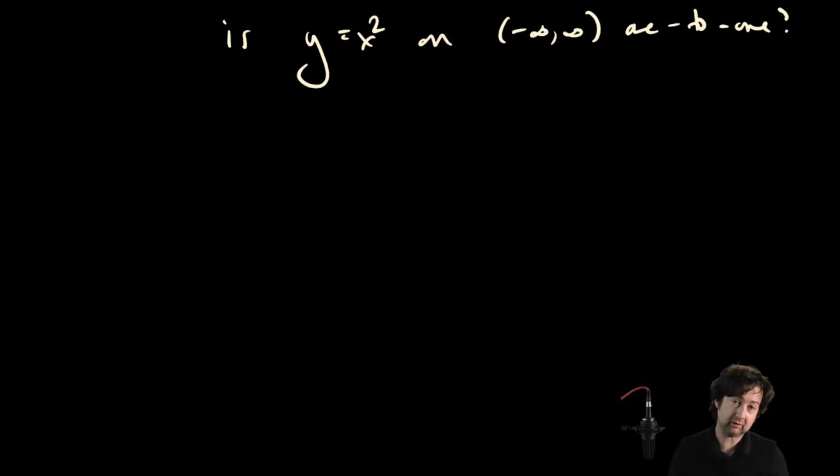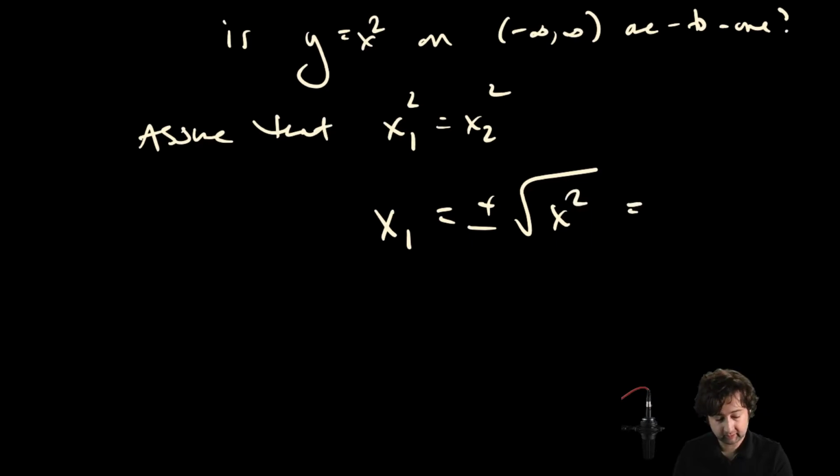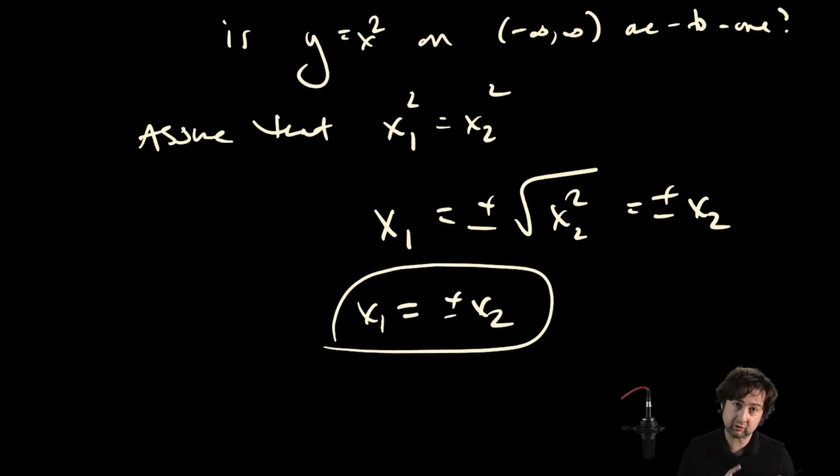So what we need to happen is, if I have two different inputs, they must map to different outputs. So I'm going to start by assuming that the two outputs are the same, and I'm going to try to see if that forces the inputs to be the same. So let's assume that x1 squared is equal to x2 squared. Then x1 is equal to plus or minus the square root of x2 squared, which is plus or minus x2. So x1 could be plus or minus x2. Well, that does not force x1 and x2 to be equal to each other. They might be equal or they might not.